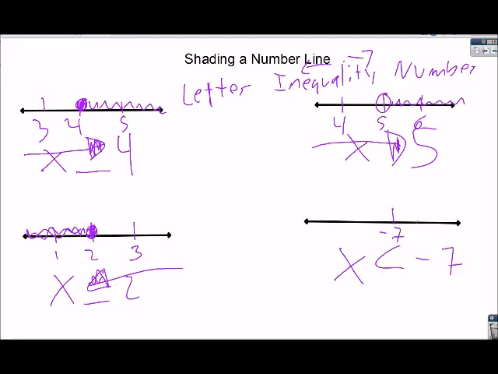So I go to -7, a number above it, a number below it. It can get super close to -7, but can't be it. So open dot, and then anything smaller than it.